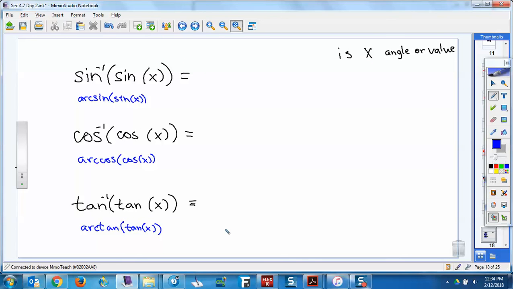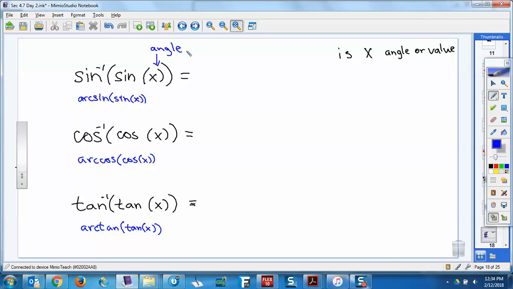Now, in this case, is x an angle or a value? Now x is an angle. We're doing the sine of x. So like pi/6. Okay? So let's try this. What is the sine of pi/6?